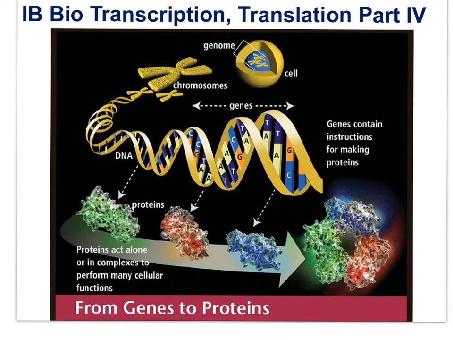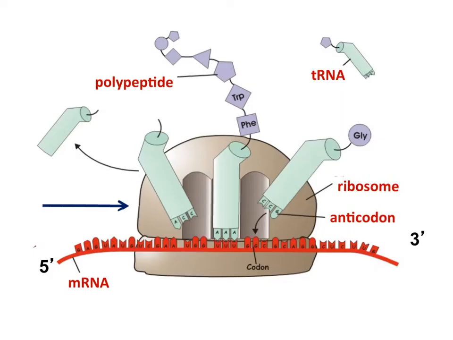IB Biology Transcription and Translation Part 4 will pick up right where we left off in Part 3, with a focus on translation. The essential idea is information transferred from DNA to mRNA is translated into an amino acid sequence. Here's a nice image that displays the 3 sites on the ribosome.